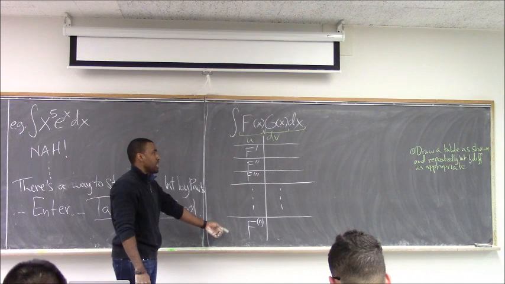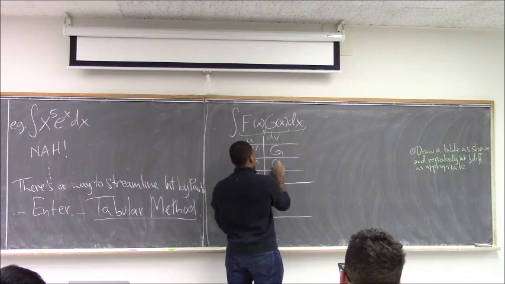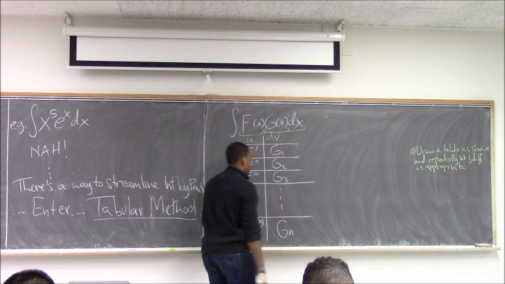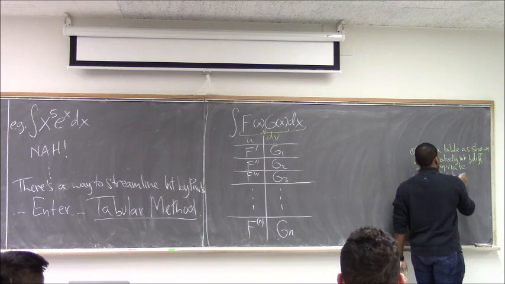Then you're going to integrate the dv repeatedly over and over. I'm going to use subscripts here. That's the first integral, the second integral, the third integral, the fourth integral, all the way down to n integrals. That's not standard notation, so let me put that in: g_n equals the nth integral of g.